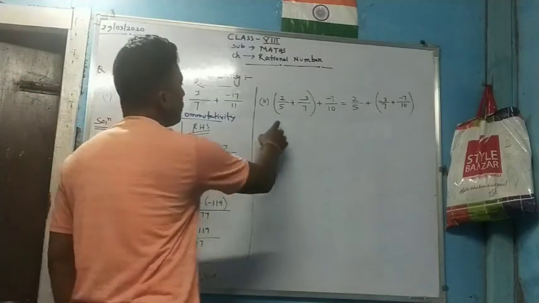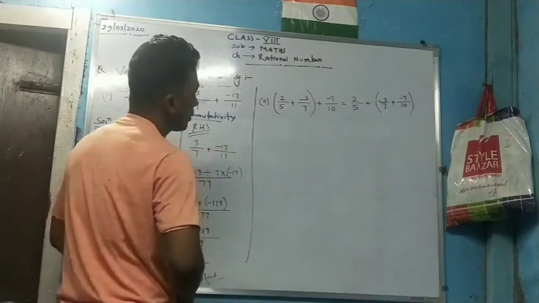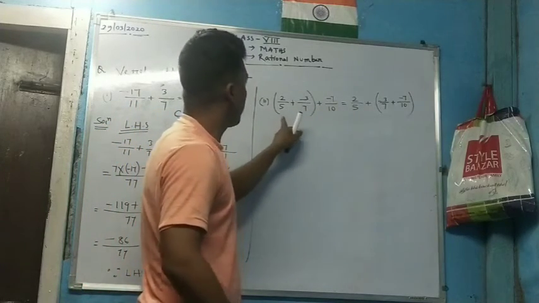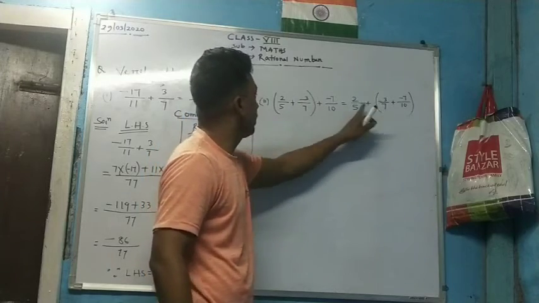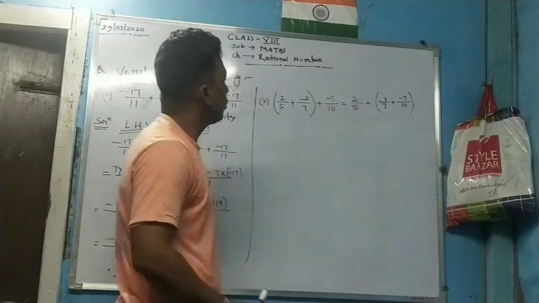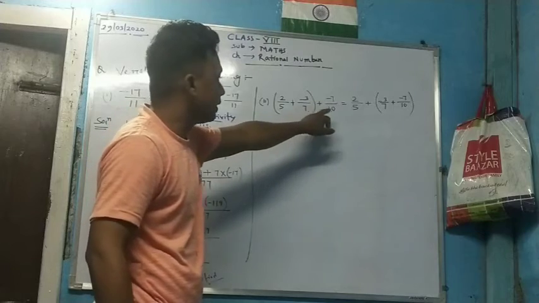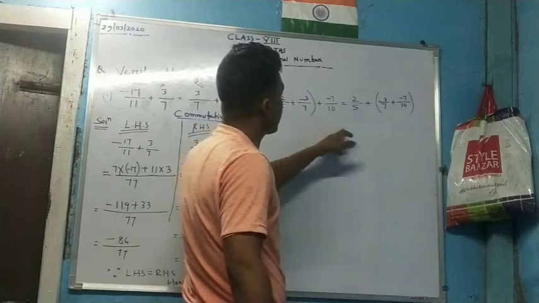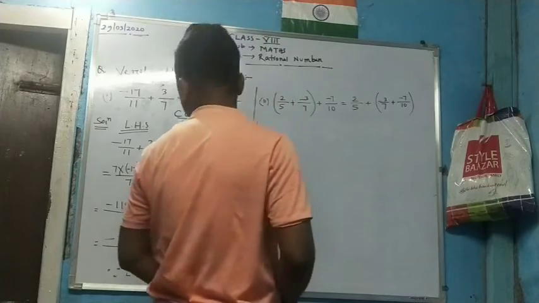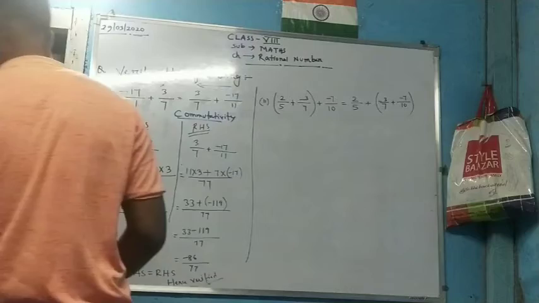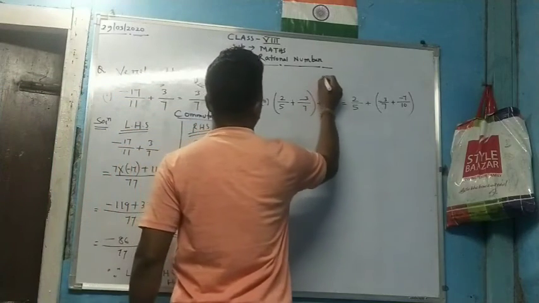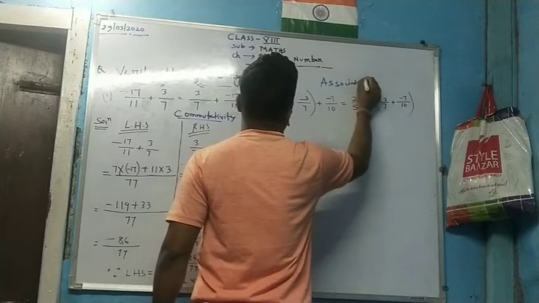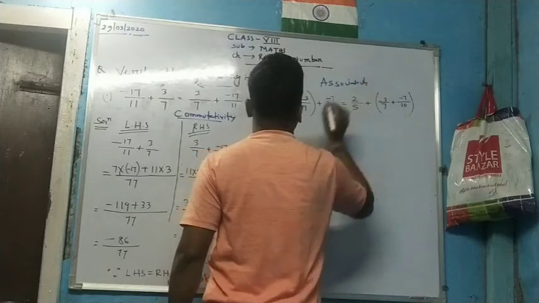And this property, you can just get an overview of the question. 2 by 5 plus minus 3 by 7 plus minus 7 by 10. The thing that is done: first we have taken these two terms, and this is the third term. In the next part, we have taken the first term apart and the second and third terms together. So this property is known as the associative property.